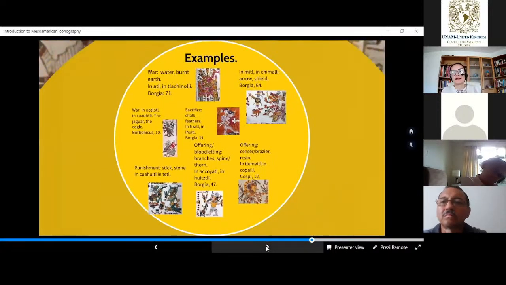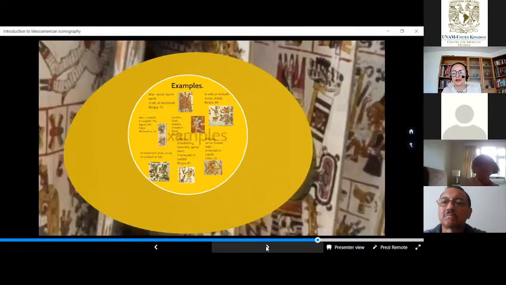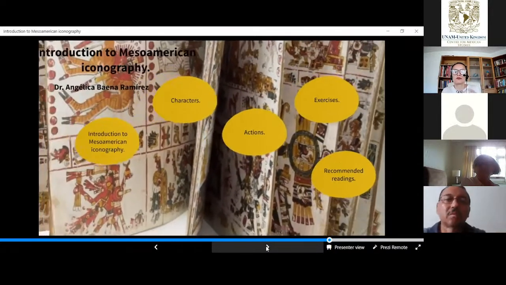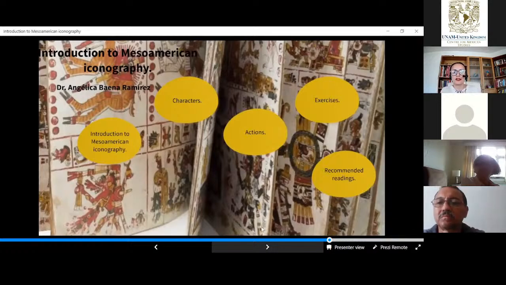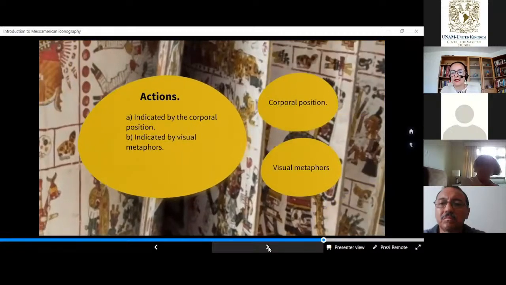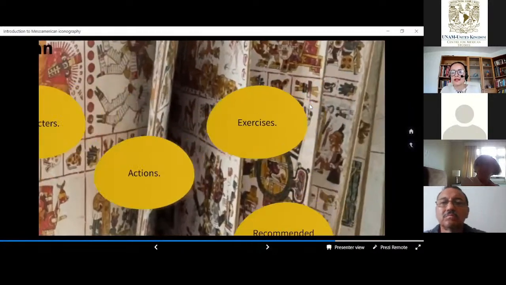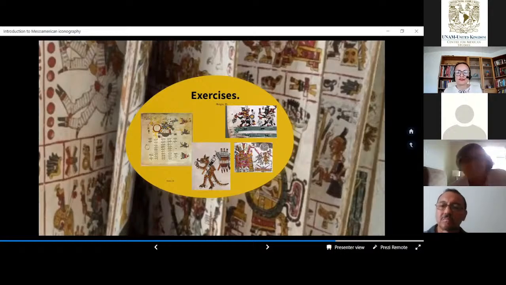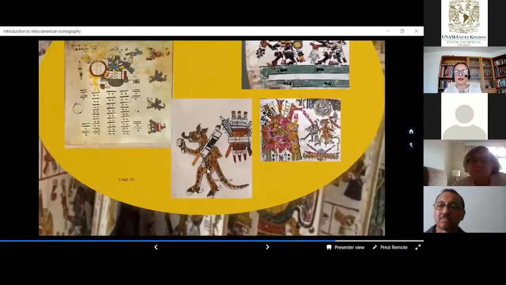So these are some examples that you have to take into consideration when you approach the iconography: that you have to get into the meaning of the elements, how they put them together, and how they express ideas and other concepts. So taking that into account, I would like to know if you feel prepared to make some identifications, to see who is the god that is represented or who is the character that is represented, not necessarily a god. For instance, we can begin with this one.